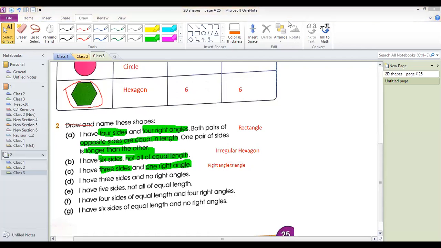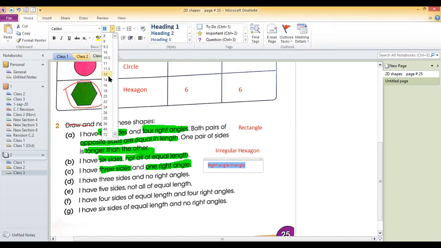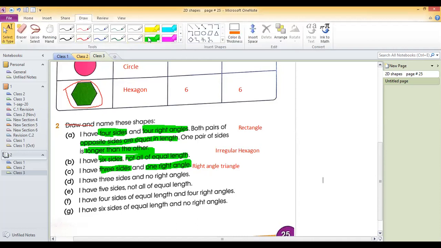Alright guys. So right angle triangle, you have done it. And now we will go further and check the next one. This was C. Coming to D. I have three sides and no right angle. This is very easy, guys. Again, three sides. Do you know which 2D shape has three sides? And there are no right angles. So can you tell me the answer?